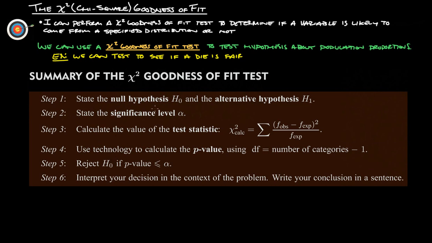Just like normal, we're going to state the null hypothesis and alternative hypothesis, significance level, and calculate the value of the test statistic. That's the new thing, what we call chi-squared, or chi-square officially. Use technology to calculate the p-value, which we've done before, using DF, degrees of freedom, number of categories minus 1. That's something new that we'll talk about in a second. Then reject H0, and interpret your decision. It's really similar to what we've been doing all along in this unit, with just a few little changes, and we'll show you what this is used for.